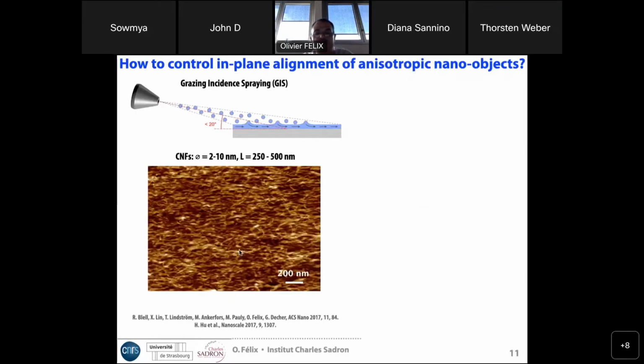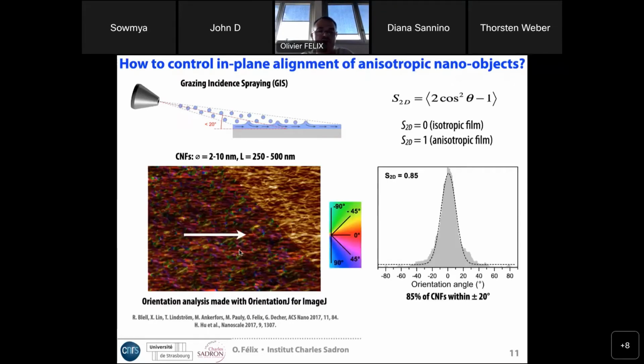As you can see, for example, here you have a spray alignment using grazing incidence spraying in this direction. That means cellulose nanofibrils. Of course, you can measure the degree of orientation using an order parameter, which is called S2D. When this parameter is close to 0, it means that it's an isotropic film. That means you have no organization; your nanoparticles are randomly organized. If this parameter is close to 1, it's an anisotropic film, with a perfect alignment. Of course, in our case, it's very hard to get a perfect alignment, but we can get an S2D parameter close to 1. For example, in this case, it's 0.85.